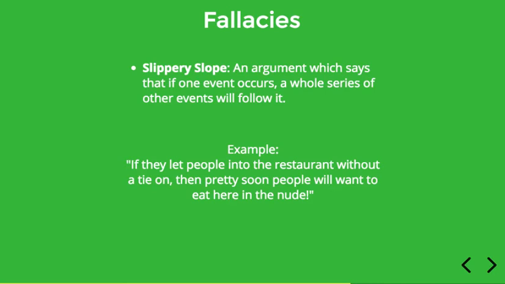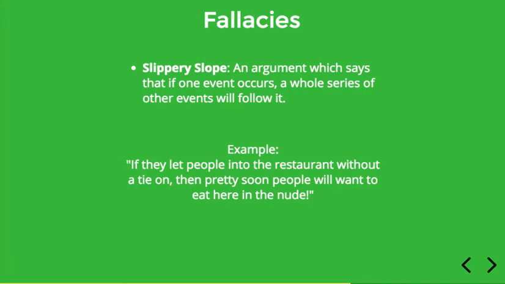So for example, if they let people into the restaurant without a tie on, then pretty soon people will want to eat here in the nude. The arguer is trying to say that they shouldn't allow men to eat at the restaurant if they're not wearing a tie, because if that happens, then the next step is that people will want to eat in the nude. But is that really the case? That seems like a pretty big leap. So it's a fallacy because the supposed slippery slope doesn't really exist.